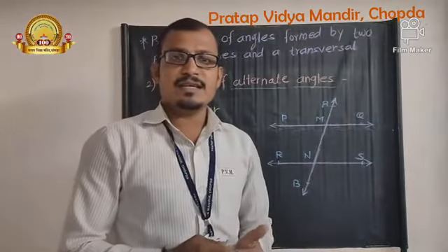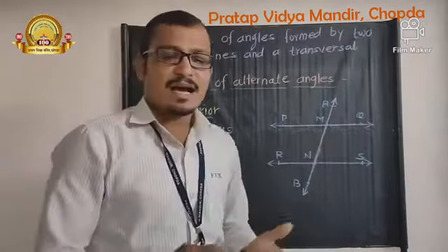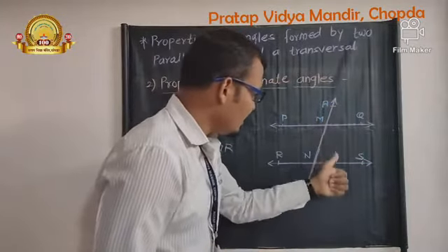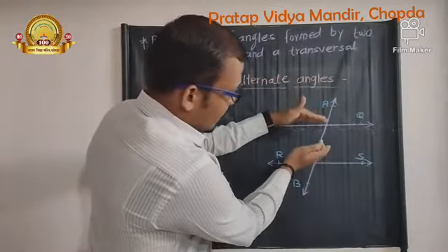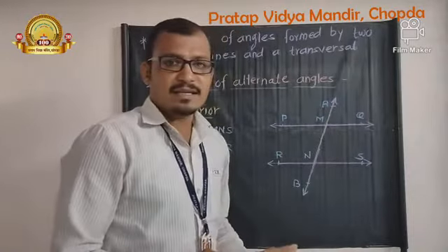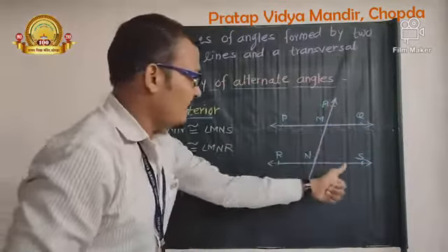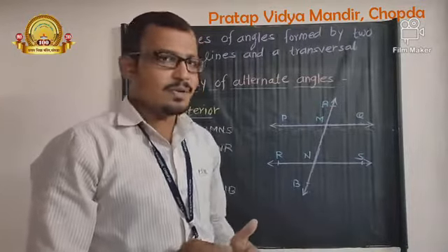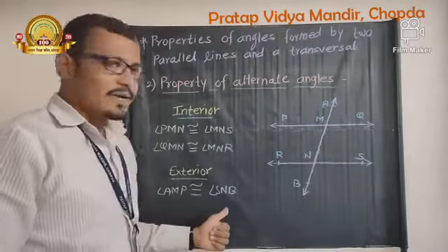Now, what are exterior alternate angles? The alternate angles which are outside of the given two lines are called exterior alternate angles. Here angle AMP and angle SNB are on opposite sides of the transversal, and also they are outside of the given two lines. So these two angles are exterior alternate angles. Angle AMP and angle SNB are the exterior alternate angles, and according to our property, these two angles are congruent. So angle AMP is congruent to angle SNB.